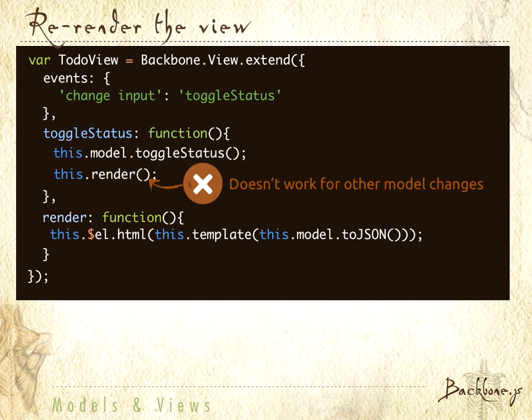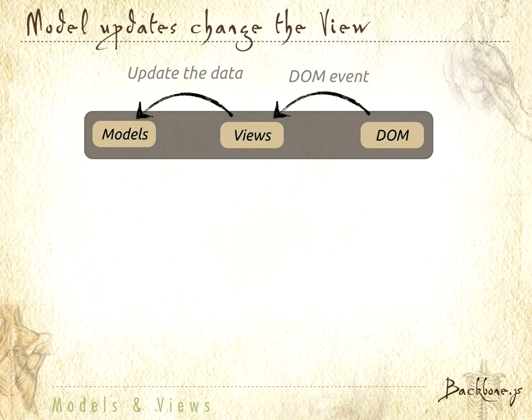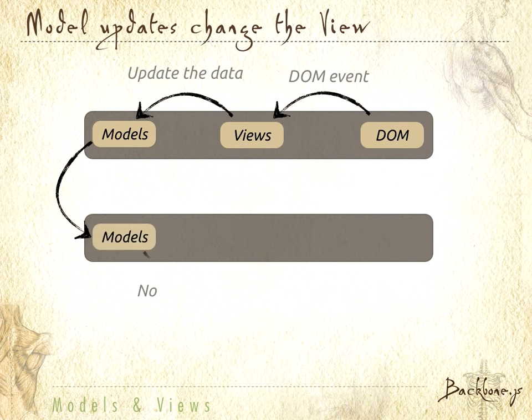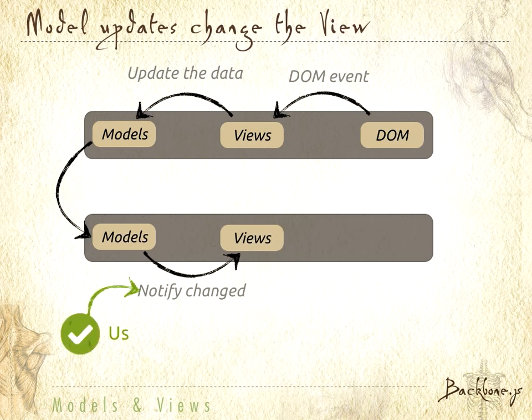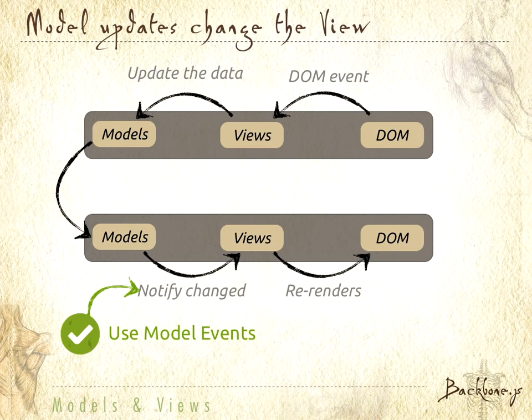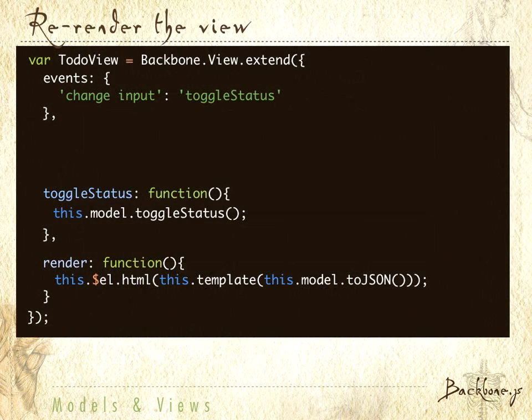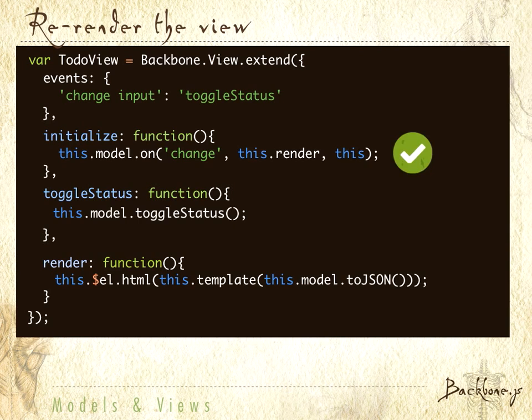Does that sound familiar? We can use model events like we saw in level 2 to notify the view whenever our model changes, and then our view can re-render and update the DOM. Let's see that in action. Back in our to-do view class, let's add an initialize function. Now this function is going to be called whenever a new instance of the to-do view is created. Inside of this function, we can listen for any changes on the model, and when that change event is triggered, we call the render function on the view.